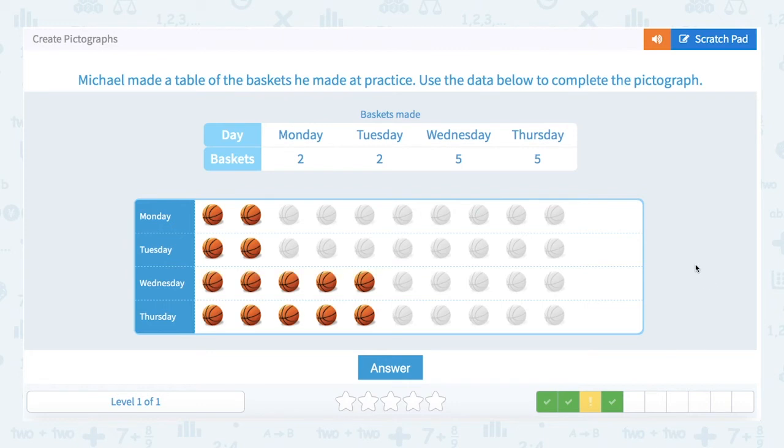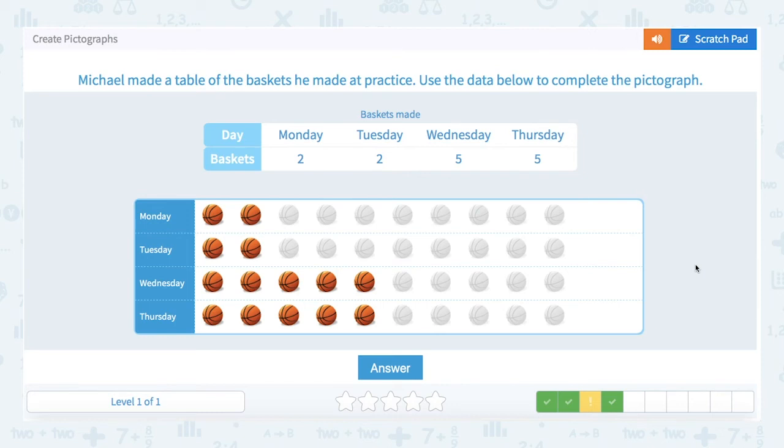So what we can see here is not only did his performance increase dramatically on Wednesday and Thursday, but something seems to have shifted from Tuesday to Wednesday. And again, we can make some guesses. Maybe Michael was taught a new technique for his shooting, that all of a sudden things got much better on Wednesday, and he kept practicing that technique and continued to do well on Thursday.